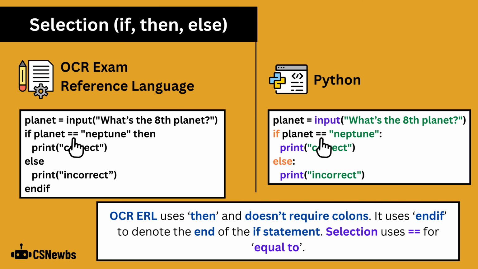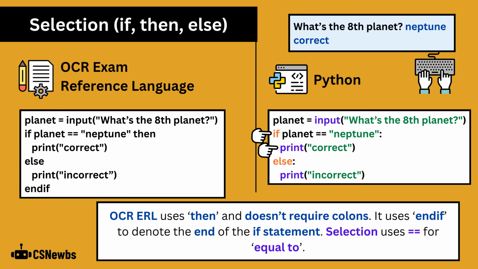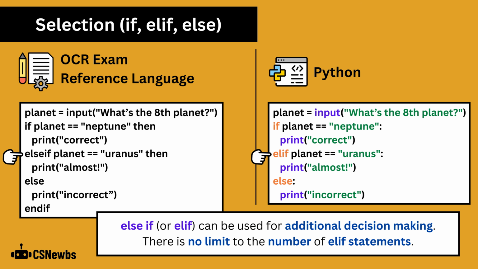Also note that selection uses double equals for equal to, as we've previously seen. Any indented code beneath an if statement will run if the condition is true. If it is false, then the indented code beneath else will run instead. Else if, or elif in Python, can be used for additional decision making. There's no limit to the number of elif or else if statements that you can use.